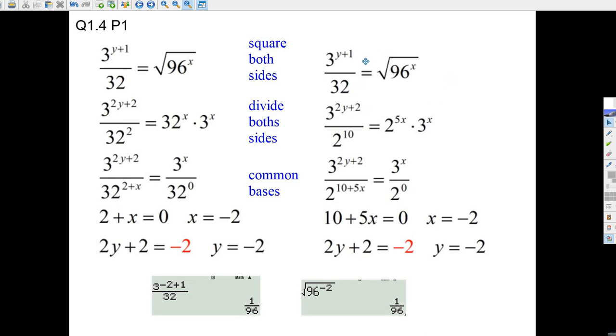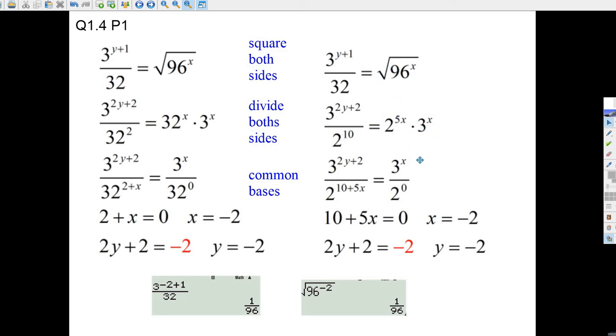Over here on the right, 32 is 2 to the 5th power, and 96 is 2 to the 5th times 3. Your calculator will tell you that. And it's all put to the x power. The first thing you do is square both sides. So 2 to the 5th turns into 2 to the 5 times 2, 2 to the 10th. And I squared this top, so it's 3 to the 2y plus 2. And I squared a square root, so the square root's gone.